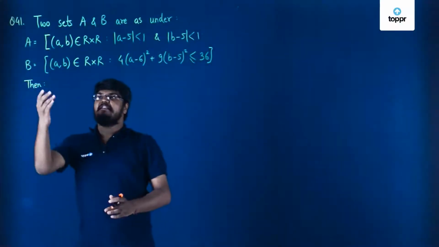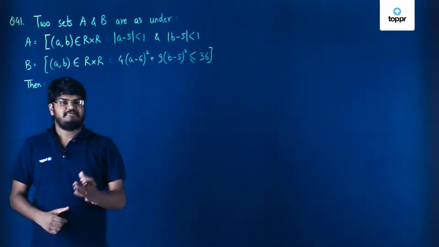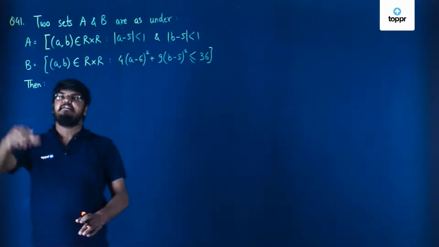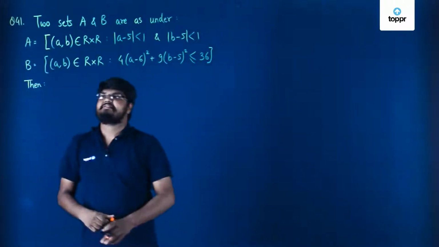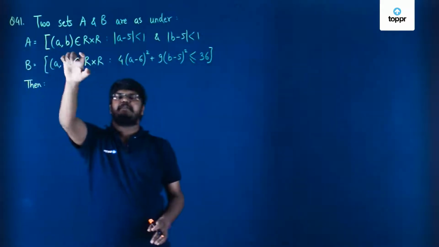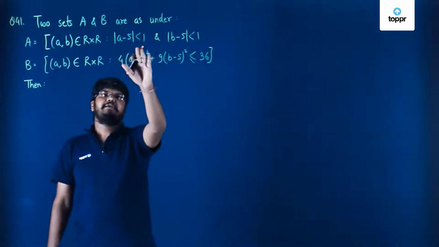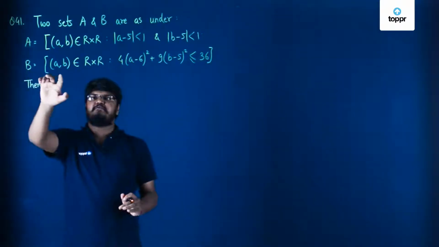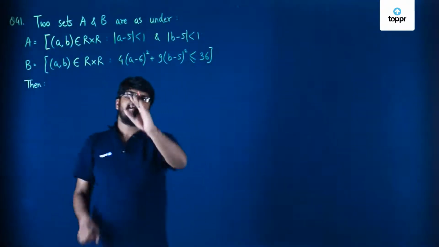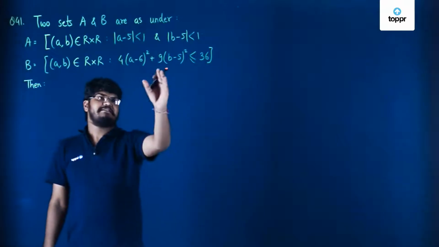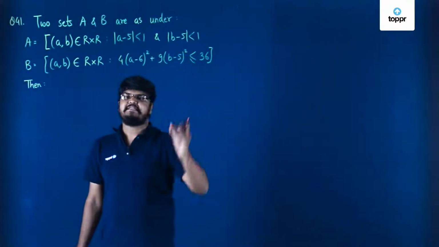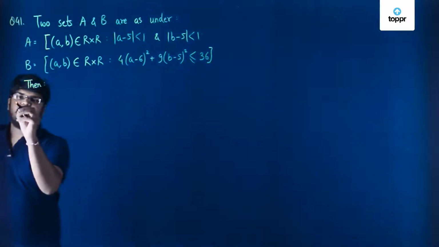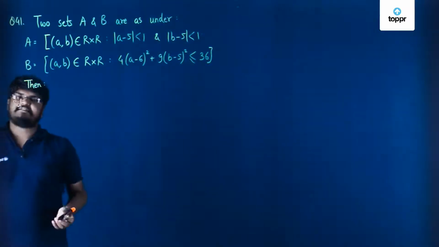Hey everyone, let us now take a look at question number 41 of set B of JEE Mains 2018. The question is: two sets A and B are as under. A is equal to {(a, b) belongs to R cross R, where mod of a minus 5 is less than 1 and mod of b minus 5 is less than 1}. And B is equal to {(a, b) belongs to R cross R such that 4 into (a minus 6) whole square plus 9 into (b minus 5) whole square is less than or equal to 36}. Well, we have to find the relation between set A and set B.